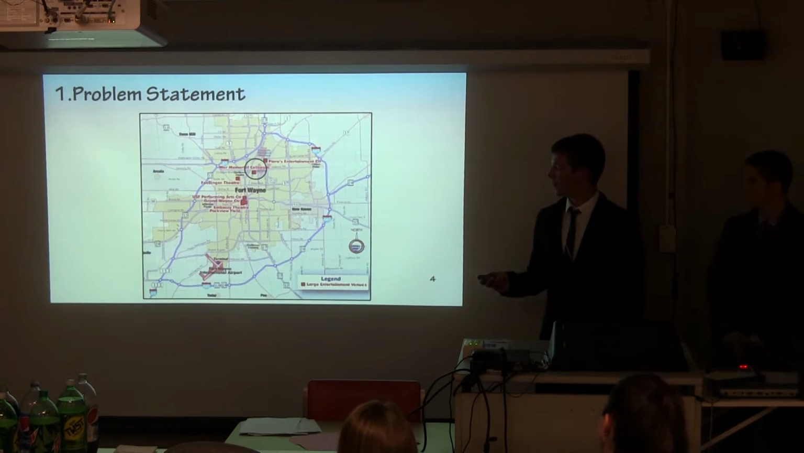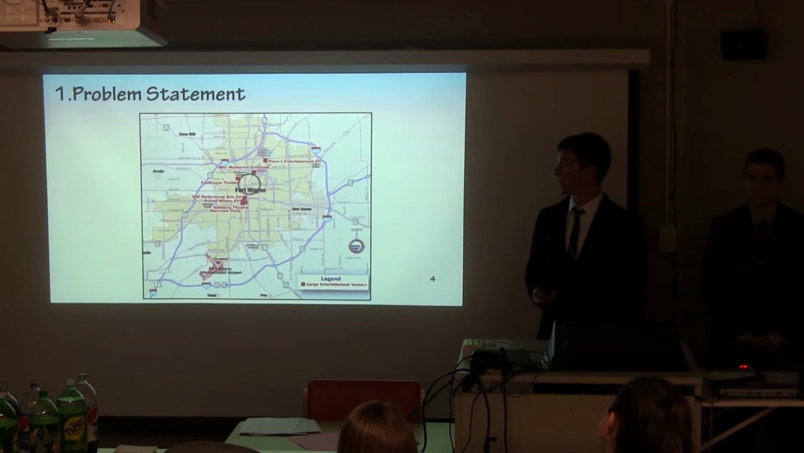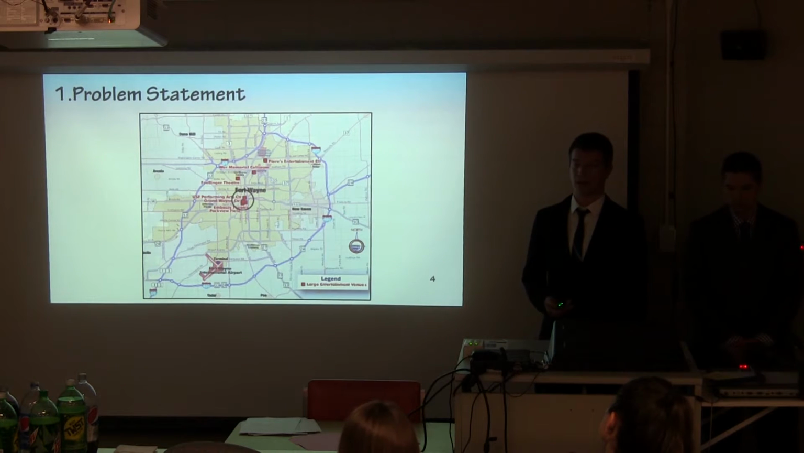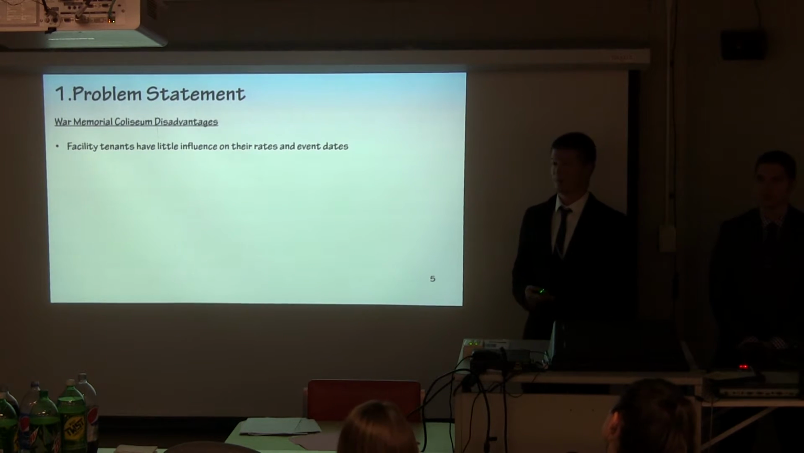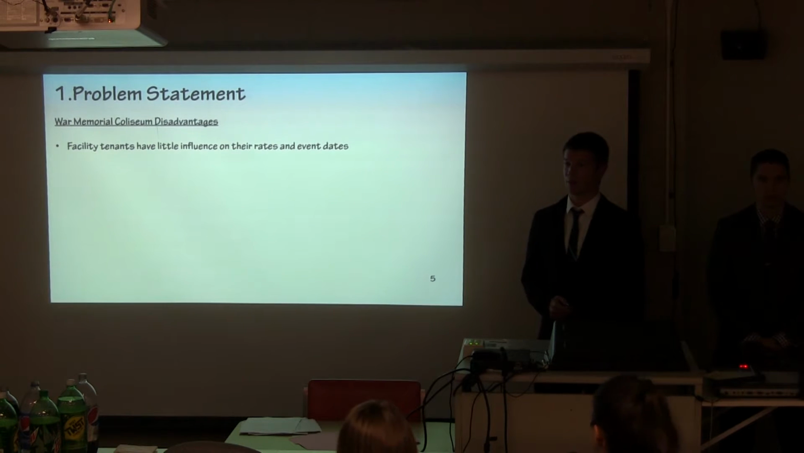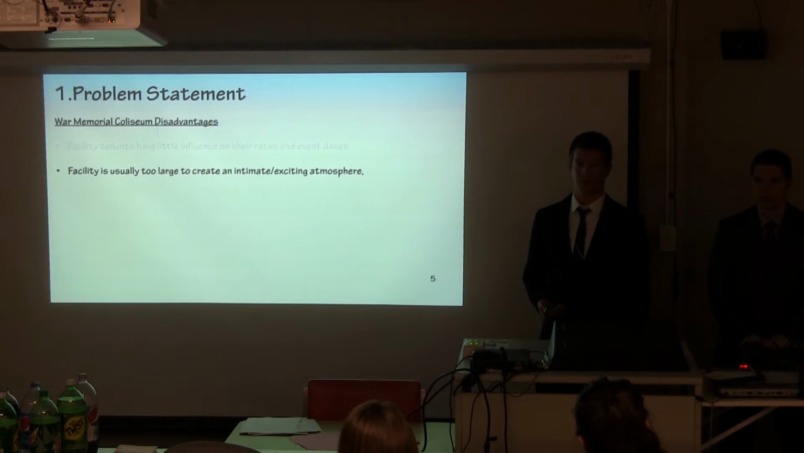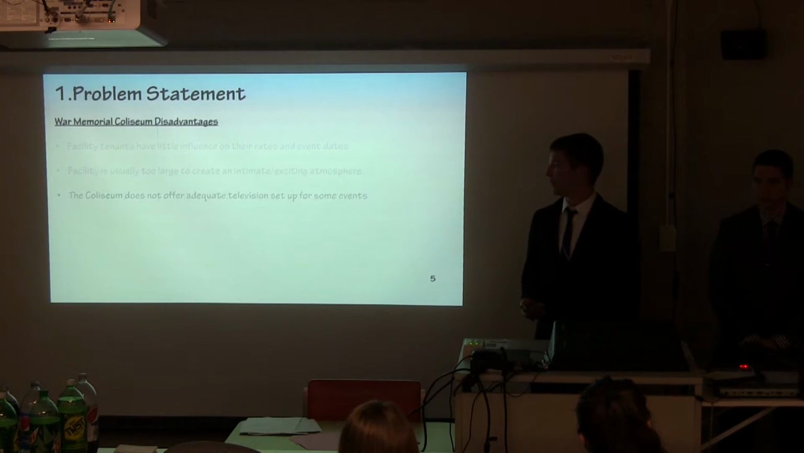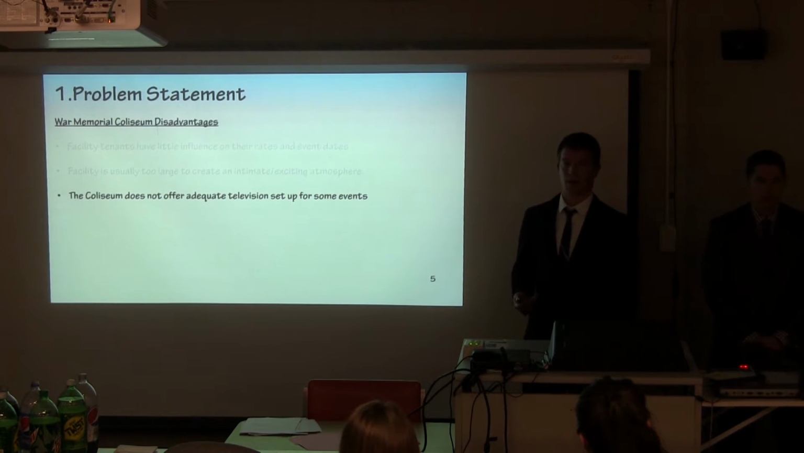As you can see from the figure above, we have the Memorial Coliseum as well as other venues located up north of Fort Wayne, and we're trying to attract more people downtown to boost the economic growth of the city. Disadvantages of having the War Memorial Coliseum up north are that they have a monopoly on the area and are able to choose whatever rates and venues become available for their complex. The facility is also too large to create an exciting atmosphere for smaller events, such as the Mad Ants basketball games. And whenever large events come to the Coliseum, they lack proper equipment for television space, so whenever the Pacers come to the Memorial Coliseum, they're not able to set up for television.